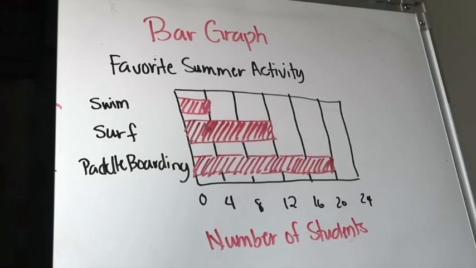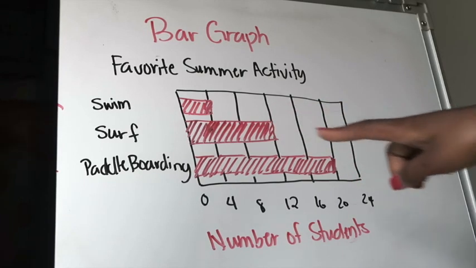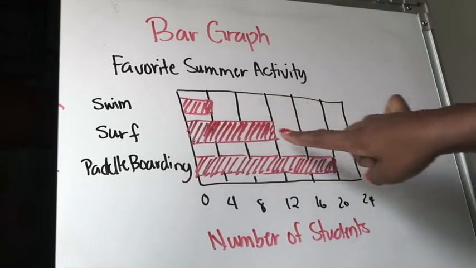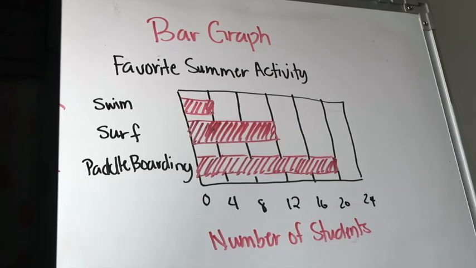All right, here is our second type of graph. This is a bar graph, and this is a horizontal bar graph because your bars are going horizontally from left to right.